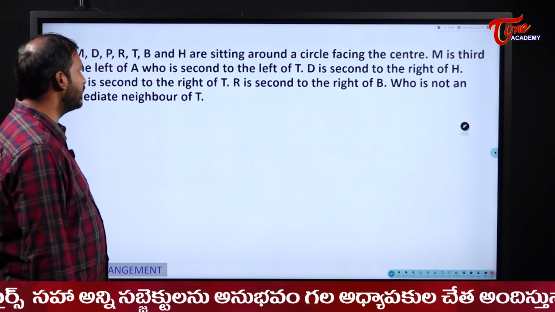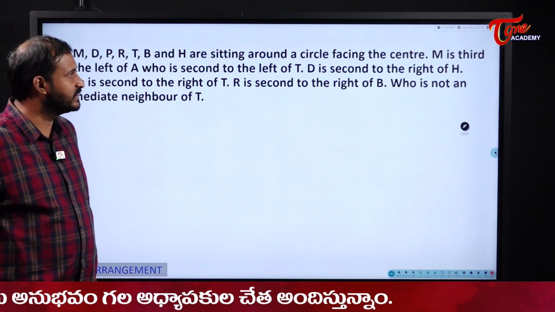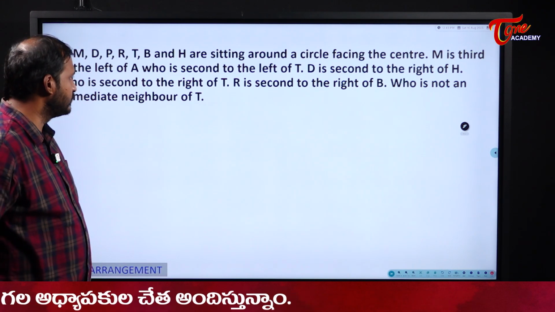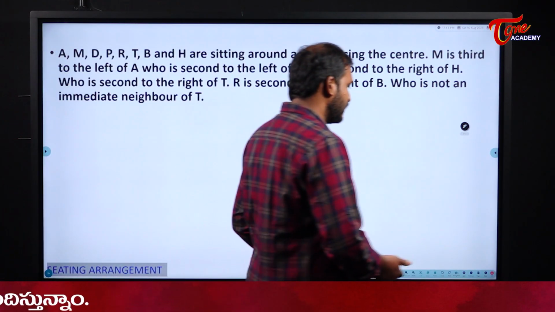M is third to left of A. Please try to take the screenshot of this one, students. Try to take the screenshot of this one and try to solve the solution for this one. Try to take the screenshot and try to get the solutions.